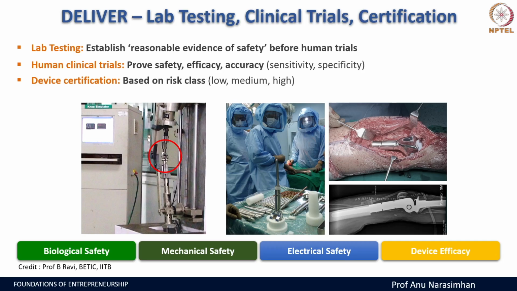Risk class for medical devices, like I said, could be of different kinds depending on outside the body, inside the body, and so on. So, the checks are on biological safety, mechanical safety, electrical safety, and efficacy. Efficacy means effectiveness, meaning did the product do what it was supposed to do. So, testing in the lab first, then human clinical trials, and then getting certification for the device. This is the deliver step of the project.